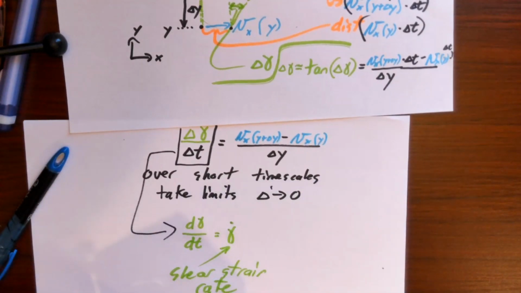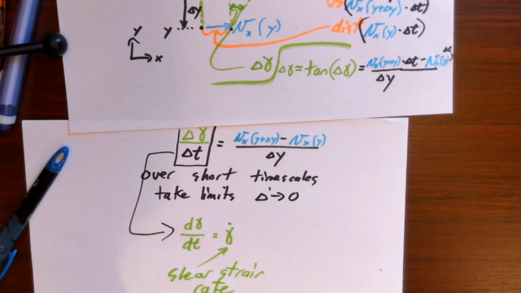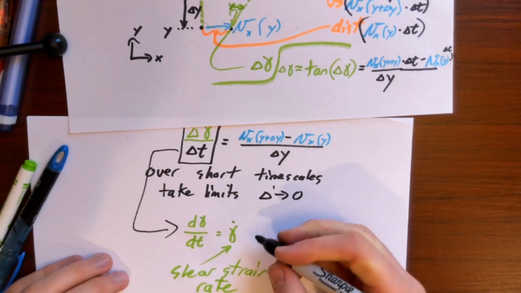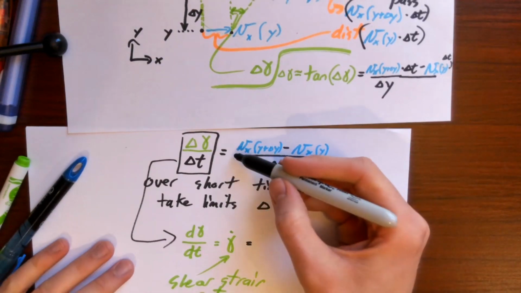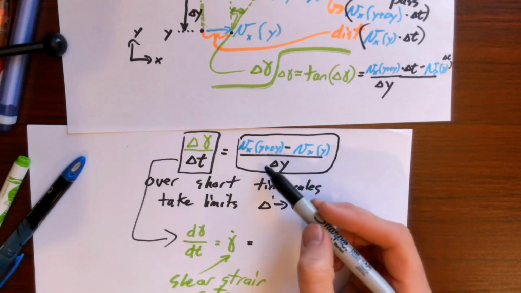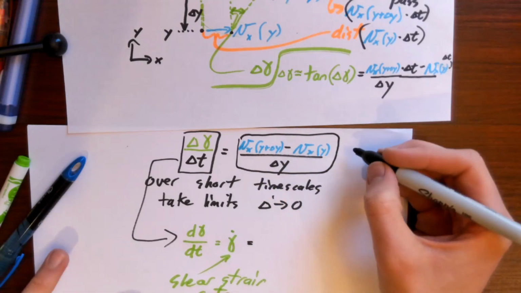Sweet. Okay. We're moving in a good direction here. We were able to pull shear strain rate out of this geometrical reasoning that we did. And then if we think about the right-hand side, if you remember, this is the definition of a derivative.